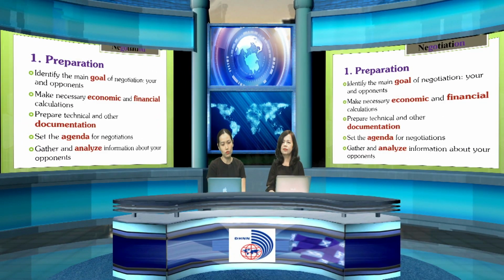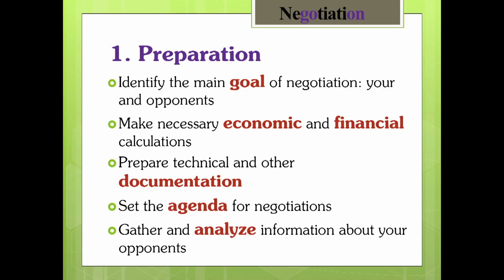So what do we have to do in the stage of preparation? First of all, we need to identify the main goals of the negotiation. You need to ask yourself the questions: What do you really know about your main goal? What do you really know about your opponent's main goal? And from that, you need to do some economic and financial calculations. For example, you need to see what is the profit if you sign the contract, what is the loss if you fail to sign the contract, and how much money you need to prepare to implement the negotiation.